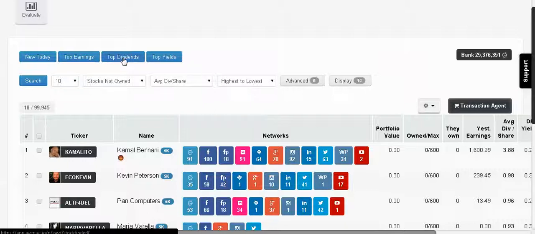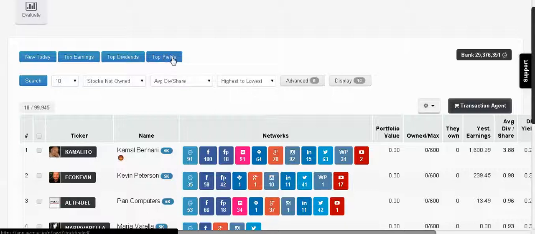Top dividends. This is probably my favorite, just because the bigger the dividend, regardless of how much I pay initially, the longer I'm going to hold it, the more I'm going to get out of it, right? Especially because people with the top dividends are definitely most likely to be the most committed to Empire Avenue, so they're essentially the best investment or the safest investment. And then top yields.